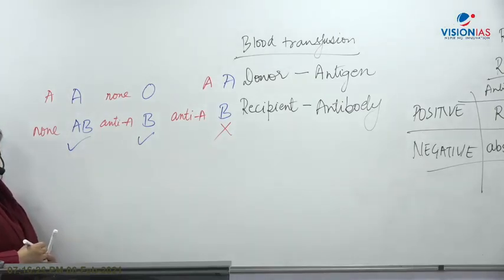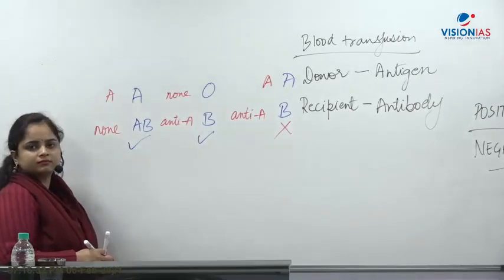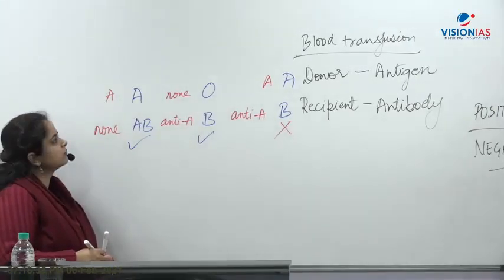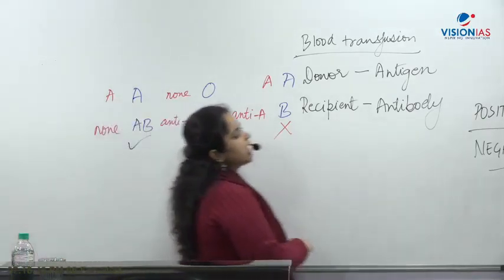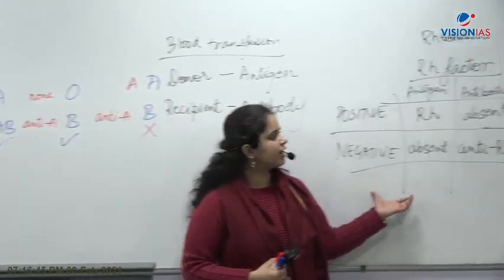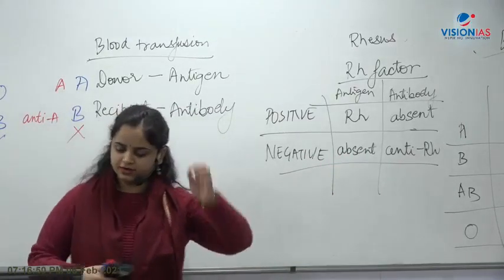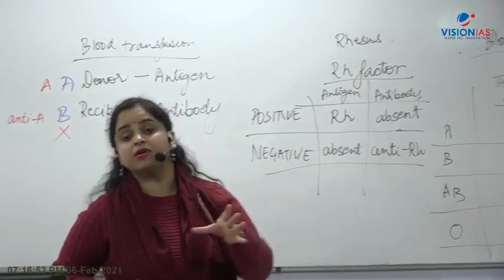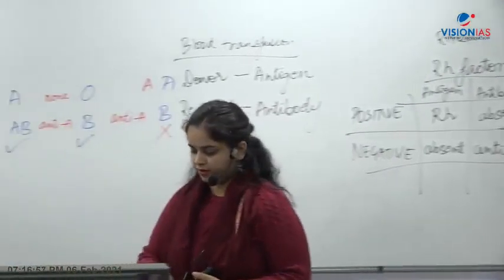Okay? So this is blood transfusion. The logic in the Rh factor also will be the same. If you have to see for Rh factor also, use the same logic. Donor, antigen, recipient, antibody. Just remember this, you will be able to solve all kinds of questions. Okay?